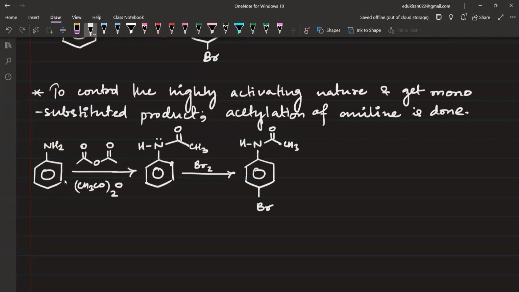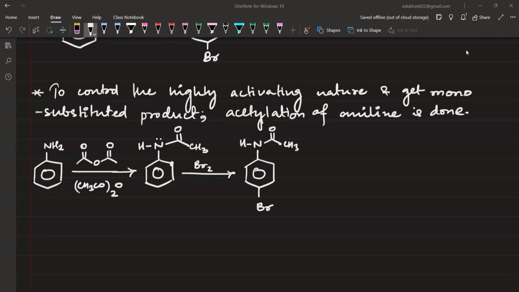ठीक है. दो तरीके से हम लोगों ने कंट्रोल किया. First is, as soon as you added the group, the ortho positions are hindered and no attack can occur from the ortho position. So we have only one position available, that is the para position. Also, one more thing that we have done is we have decreased the electron density of the nitrogen lone pair because it is diverted towards the carbonyl group. ठीक है. So this is known as protection. We have protected the ortho group.